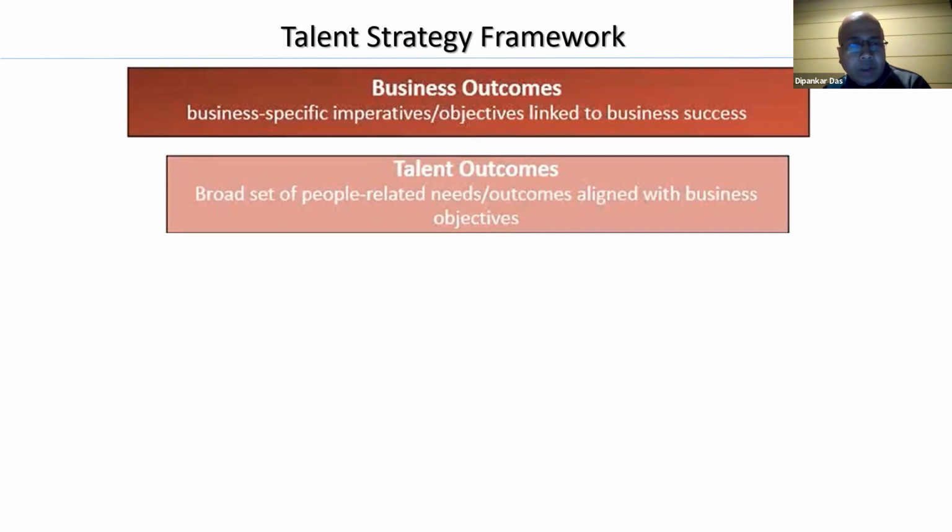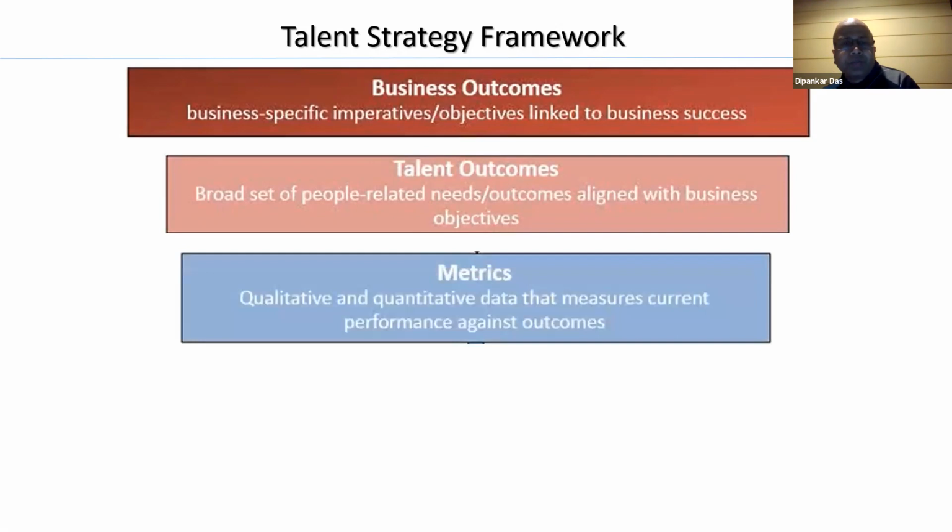So the talent that you had to bring in now needed to be more talented, from organizations like NICMAR and IITs and other higher end engineering colleges. So your talent outcomes became different, aligned to the business objective. Now, when the talent outcomes change, the metrics will also change. What are the qualitative and quantitative data that measure current performance against outcomes? Now you need to bring in new metrics when you have new business outcomes. So the people metrics will also change in terms of the hiring mix and the performance evaluation mix. Those will also change as per the business requirement.